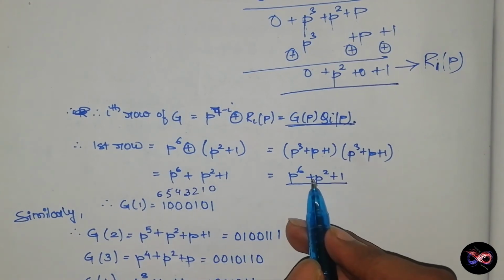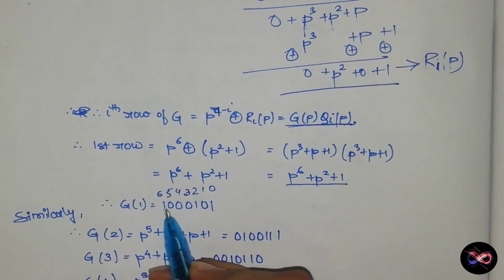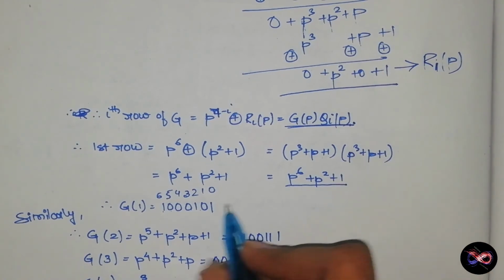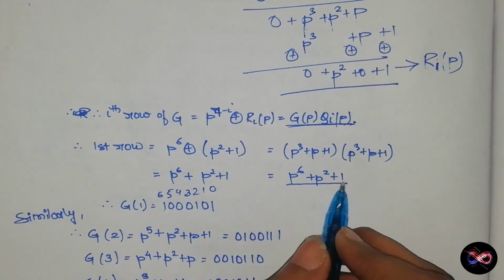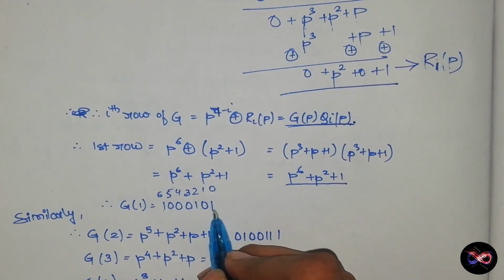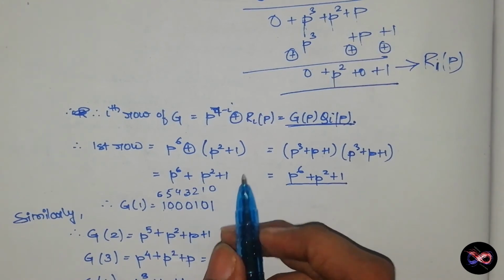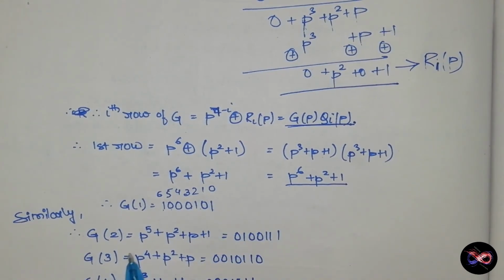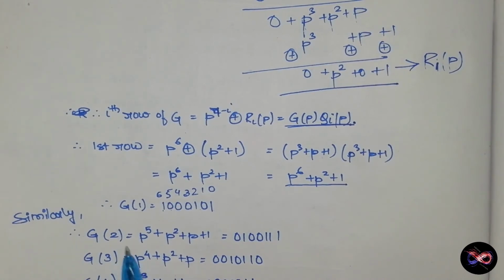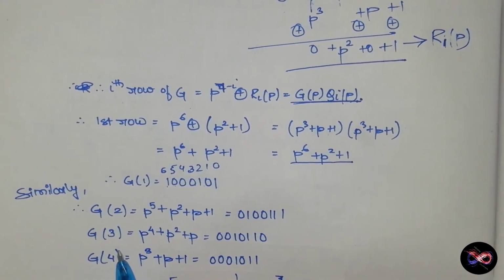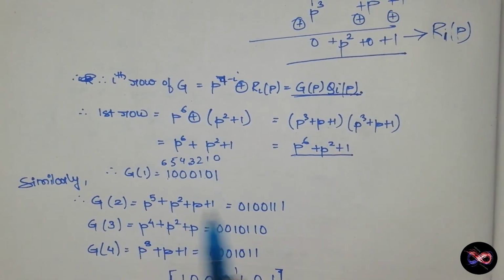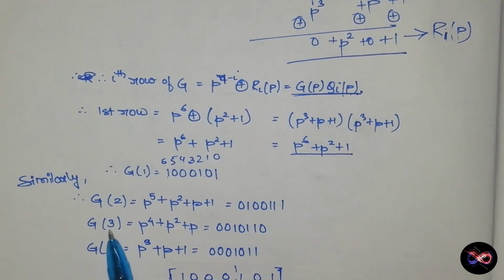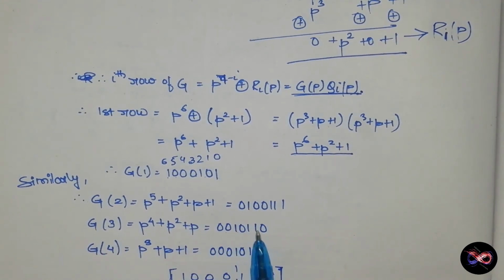If you now compare, P to the power 6 is present. After that, from 5 to 3 it is absent, so it has 0, and P square is present, so there is 1, and the coefficient of P to the power 0 will be 1. Now, following the same steps, we will calculate all the values for I equal to 1, I equal to 2, I equal to 3, and I equal to 4. The values that you will get are G1 is this, G2 is 0 1 0 0 1 1 1, G3 is 0 0 1 0 1 1 0, and G4 is 0 0 0 1 0 1 1.